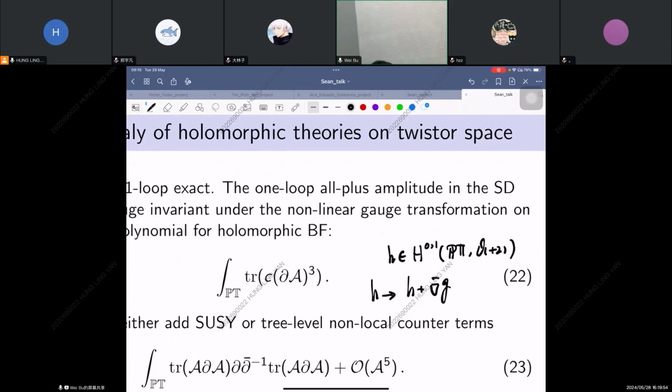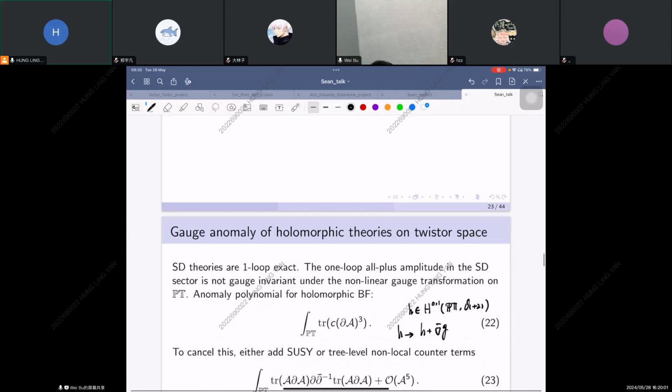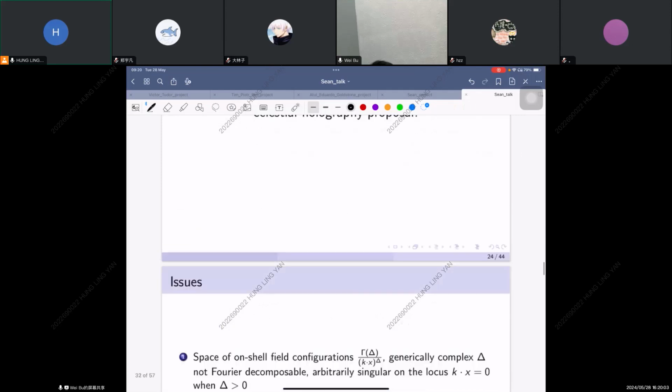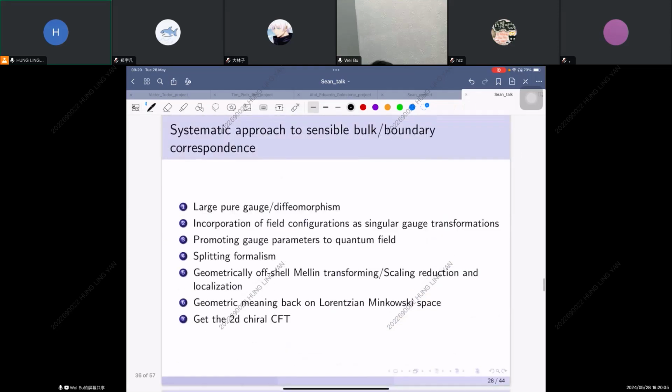I see. In which case, maybe it is a good point to go back to a bit more detail of what you did in the case of, let's say, self-dual Yang-Mills to get all the way to the CFD. Sure. All right.